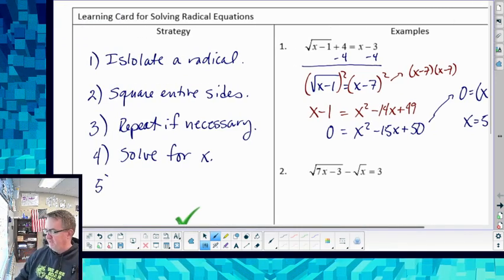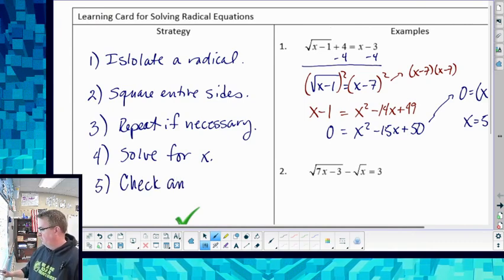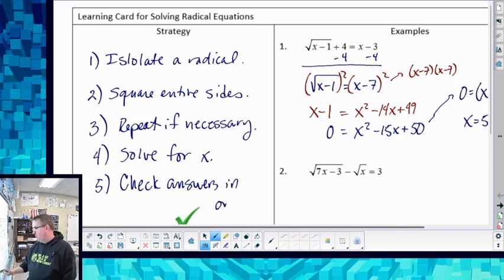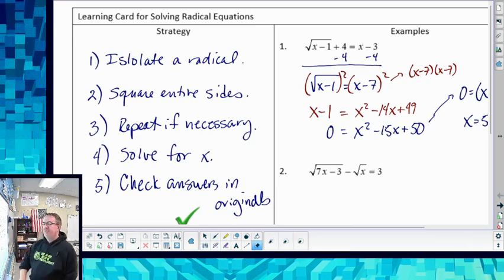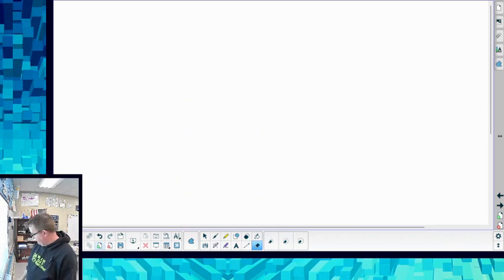Now we do need to check the answers here, because what ends up happening, and I'll show you here kind of in a graph here in a second. And always do it in the originals. Pretty sure I did this yesterday quickly, but let's just talk about it. You don't need to copy this down.